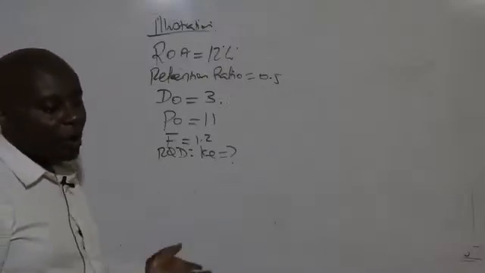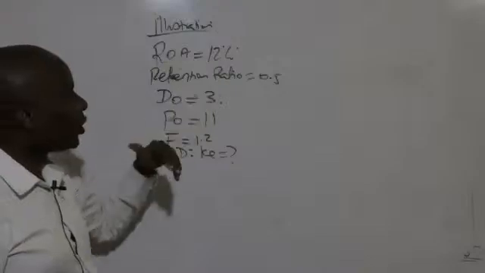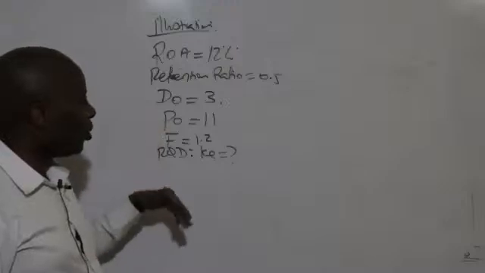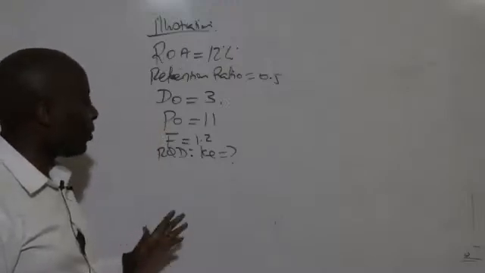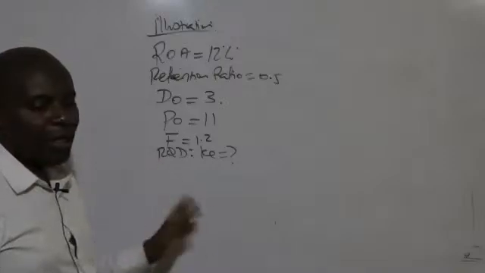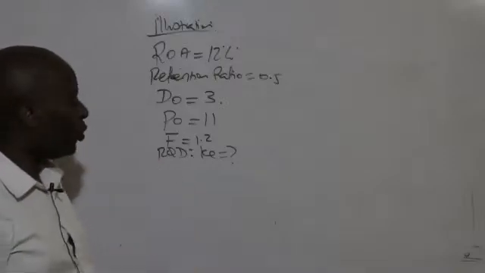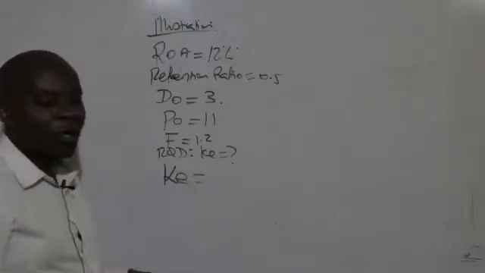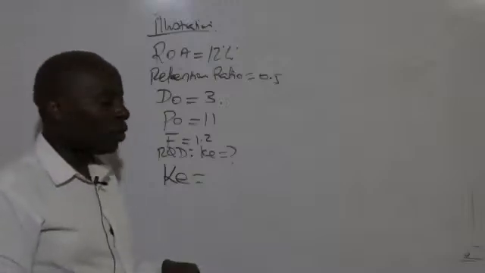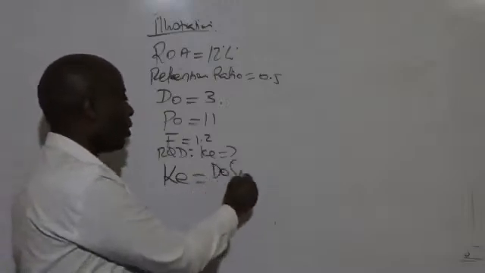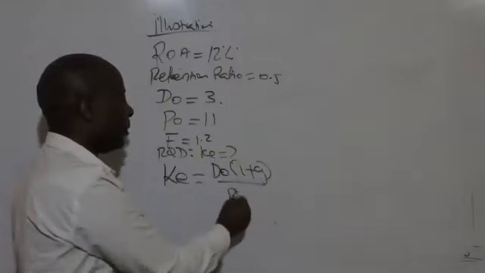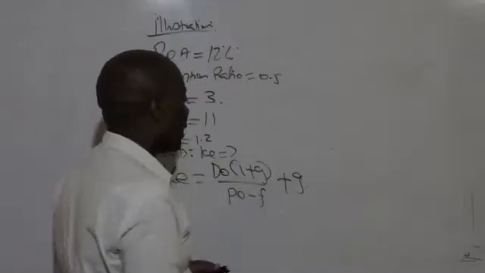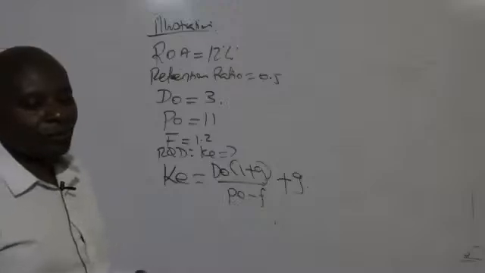ROA stands for return on assets. We have the retention ratio. We have D0. We have P0. We have the flotation cost of 1.2. We have the requirement, Ke. The only thing I will be able to do for you is to remind you of the formula for getting Ke. To get Ke, we normally talk of D0 into 1 plus G, all over P0 minus any flotation cost, plus G.